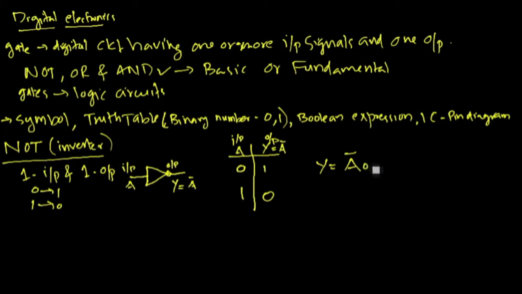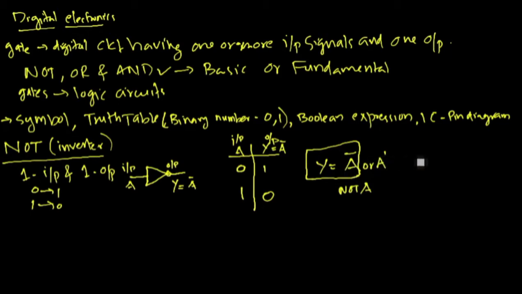Some others will use the representation A prime to represent the complement, or sometimes they explicitly write not A. These are the different representations for the complement. In these lectures, I will use this convention, the bar, to represent the complement of a logical input. So Y is equal to A bar, which is read as Y is equal to A complement, represented by putting a bar over that particular input. So this is the Boolean expression for the NOT gate.